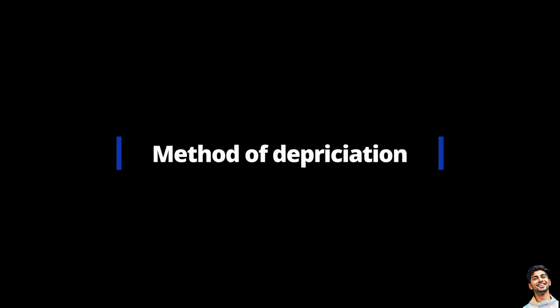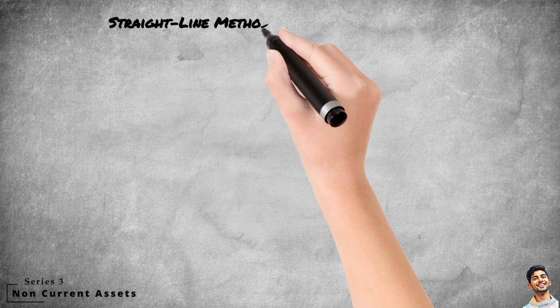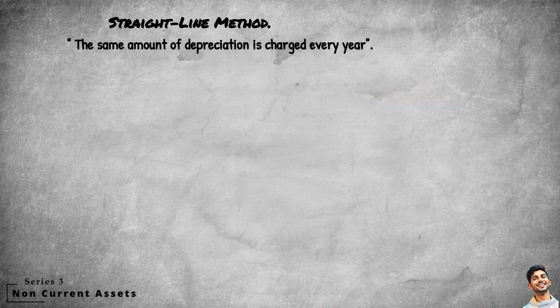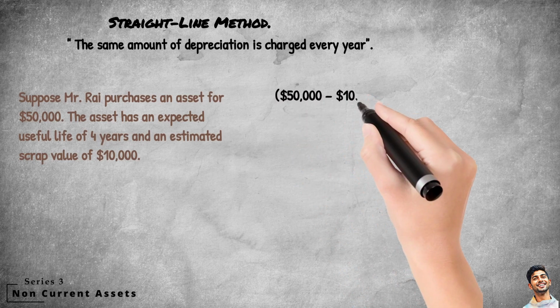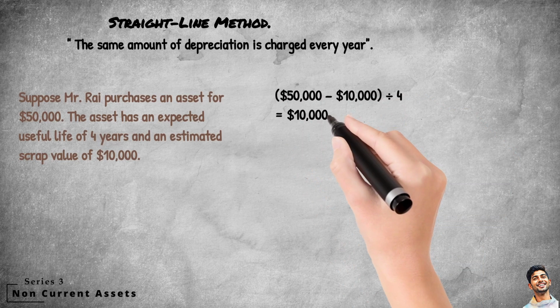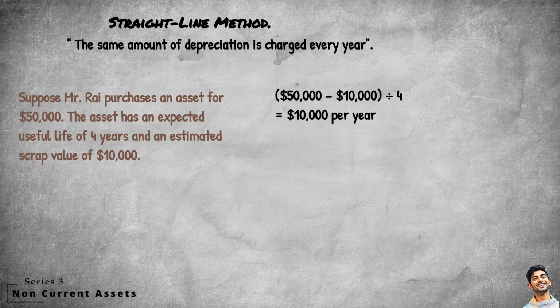Now let's have a look at methods of depreciation. Different businesses may use different depreciation methods depending on the nature of assets and business. One common method is the straight line method. Under this method, the same amount of depreciation is charged every year. For example, the machinery is purchased for $50,000 with scrap value $10,000 and expected life is 4 years. So $10,000 per year is the depreciation amount.